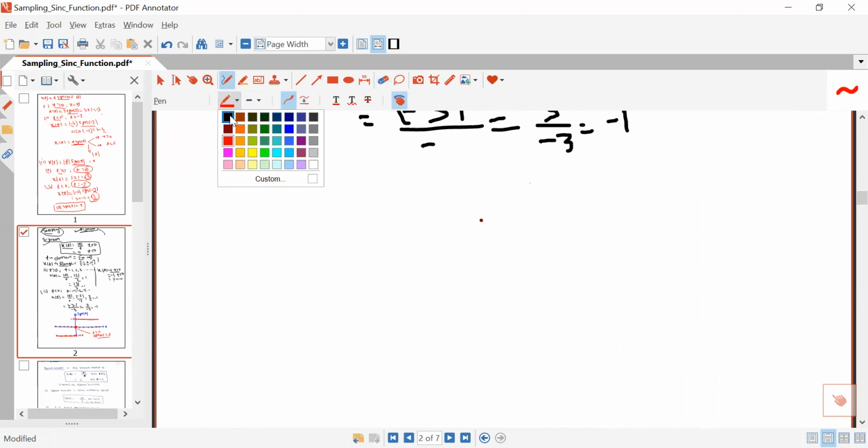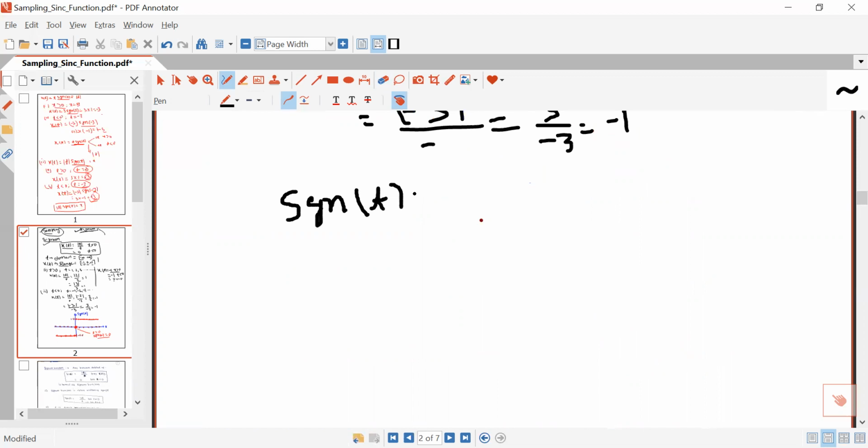Signum function and unit step function is related by this expression. You can write signum t in terms of unit step as minus 1 plus 2 ut. This is a very important expression, and this mathematical expression will help you to solve various types of transformation. This is ut. Here, the characteristics of left hand side and right hand side are same.